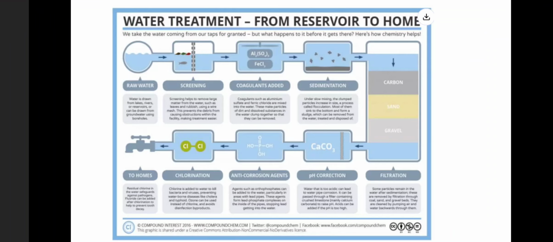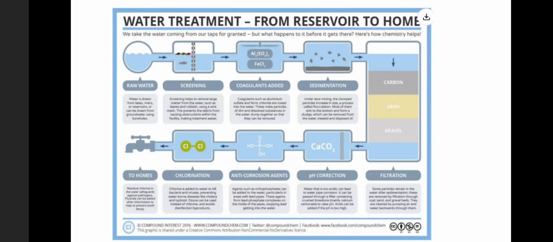So it is the treatment from the reservoir to home. Initially we are getting the raw wastewater from the houses and the commercial areas. Next we are screening, which means we are removing the floating matters and rubbish present in the wastewater. Then we are adding the coagulants. Coagulant is nothing but Al2(SO4)3 and FeCl2.